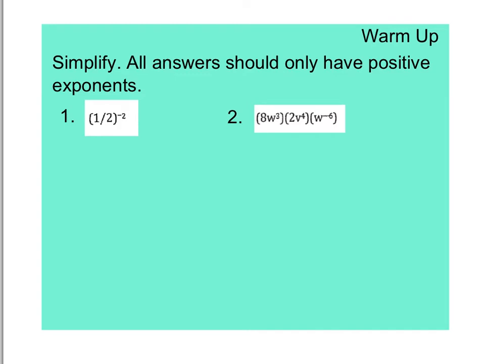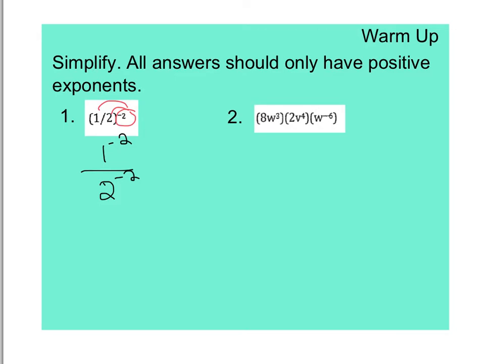All right, we should be ready to check the warm-up. Biggest thing here is our answer should only have positive exponents. So in number 1, that is a fraction of 1/2. So this -2 needs to be distributed to each of their exponents. So that's going to become 1 to the -2 over 2 to the -2.